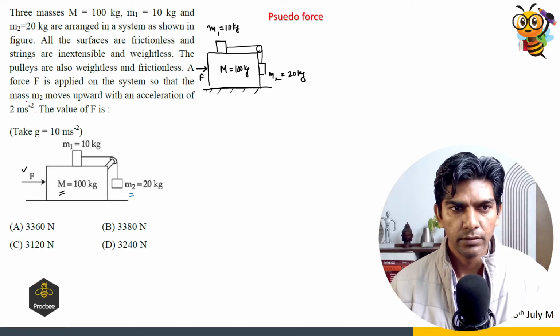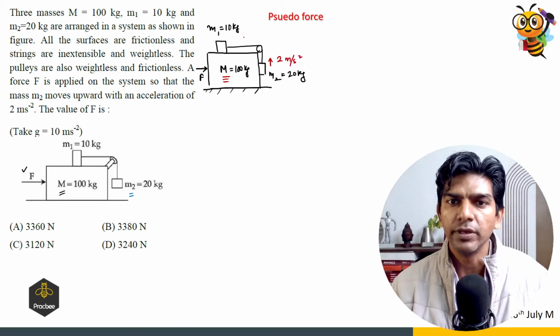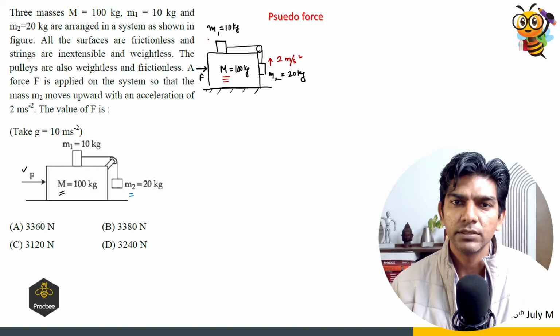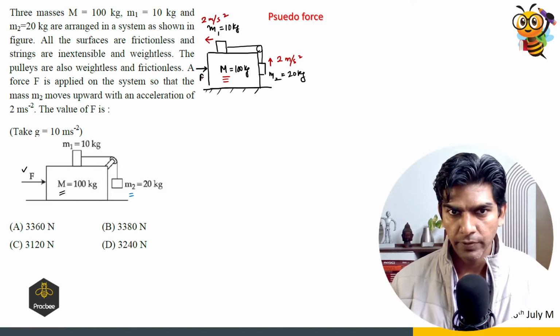So we have been given the acceleration of M2. With respect to this block, it is going up with an acceleration of 2 meters per second square. So if it is going up with 2 meters per second square, we can say it is going in the left direction with 2 meters per second square. So we have to find the value of F.